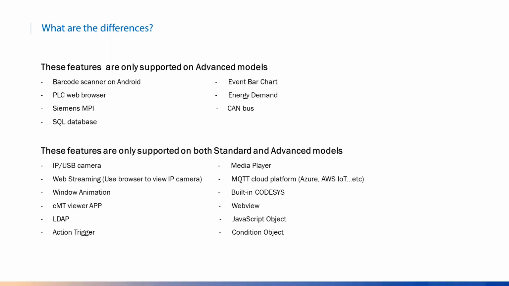And also window animation, built-in CODESYS, cMT Viewer, web view, LDAP, JavaScript object, action trigger, and condition object. These are the features that are only supported on standard and advanced models. Other than the features I wrote on this slide, all other features are supported on our basic models. So you can just choose the model depending on which software features you need.